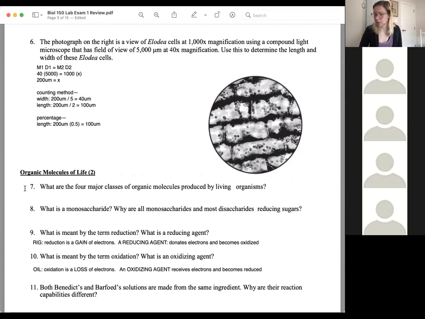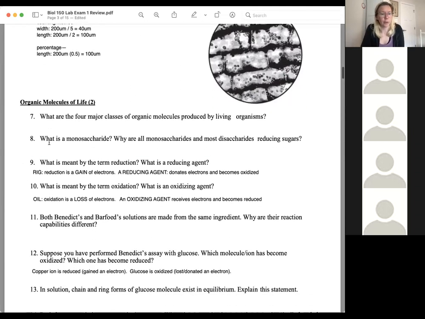So now let's go on to these organic molecules. Hopefully you remember the 4 major classes of organic molecules: protein, lipid, carbohydrates, and nucleic acid. These 4 classes of molecules make up everything that's alive. All these molecules fall into one of these categories. And so you did those different assays to try to figure out what these solutions contained.